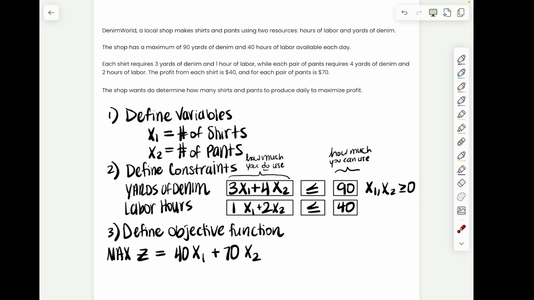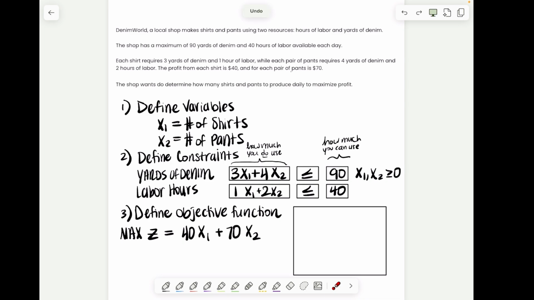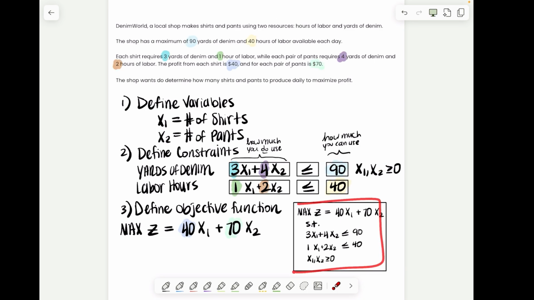Now we have everything that we need to set up our model. So you want to do a little box, you put your objective function right there, and then you put your constraints, and you want to say subject to. What that means is that this function is subject to, it's constrained by this constraint, this constraint, and this constraint. Now we have our model set up and we can go ahead and start solving it.